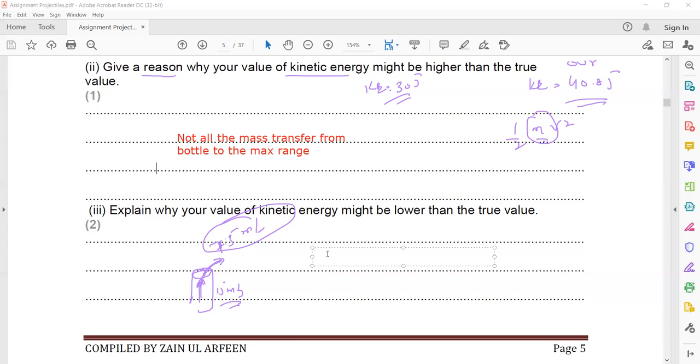That the friction or air resistance might reduce the speed, which causes a smaller value of kinetic energy than the true value.